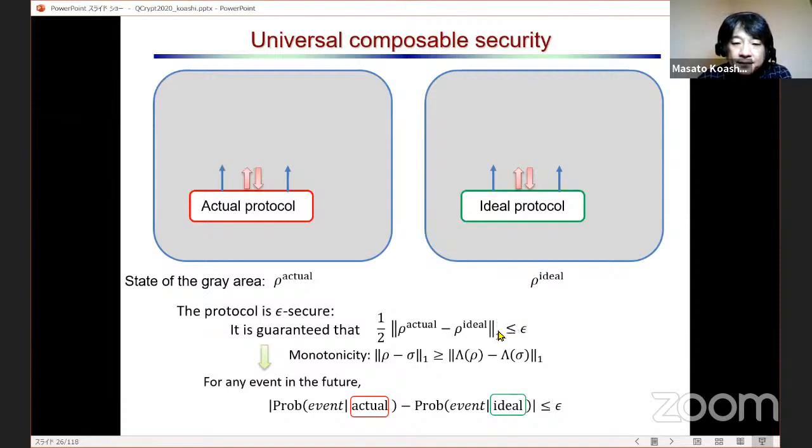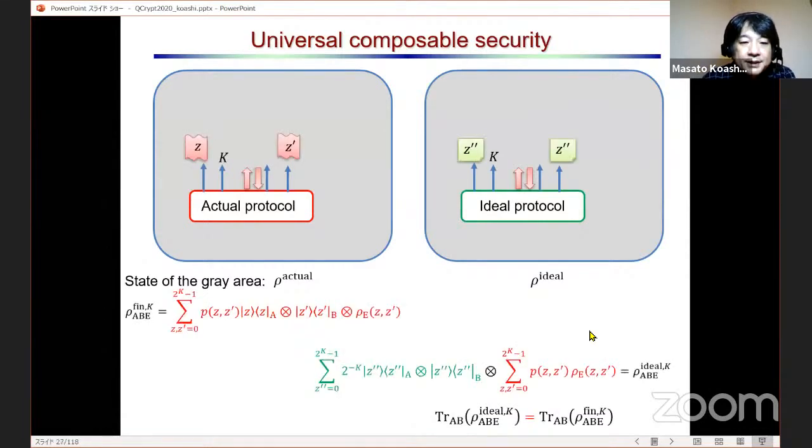This is a very strong statement, because due to the monotonicity, for any event in the future, the probability of the event when the actual protocol is used and the probability of the same event when the ideal protocol is used are almost the same, bounded by this epsilon. This event can be something like your company faces bankruptcy, or anything can be applied to this statement. So this is a pretty strong statement.